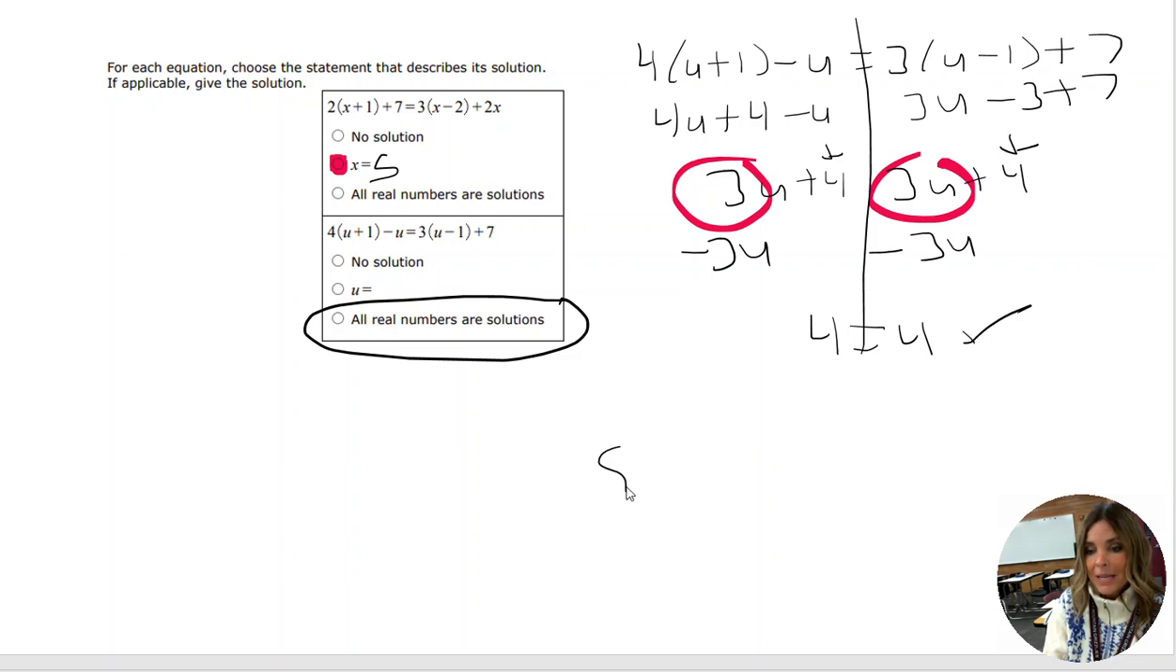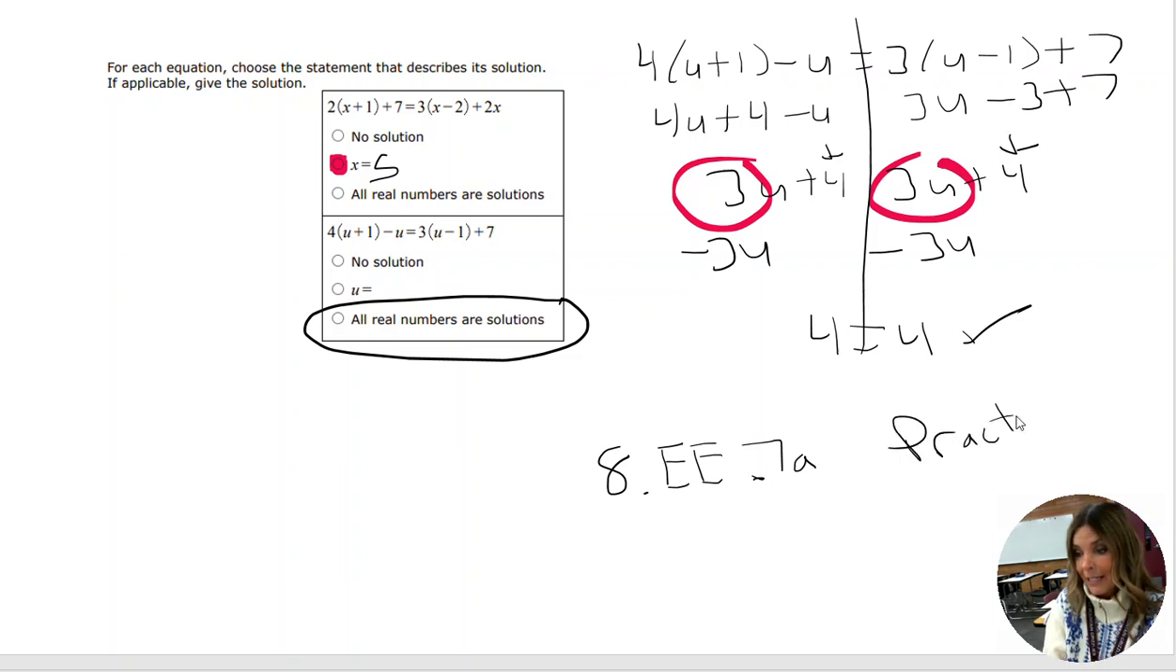Okay, so now you guys are ready to do the 8.EE.7a practice assignment in ALEKS, and then you'll be ready to do your retake.